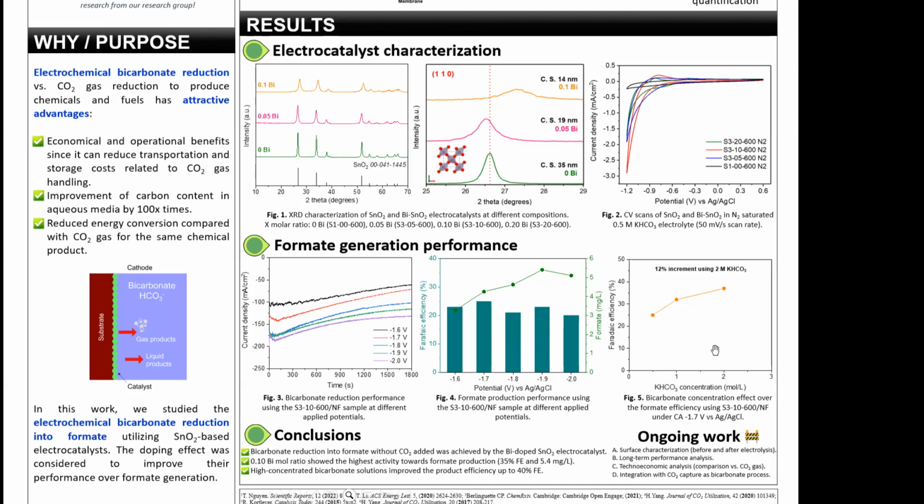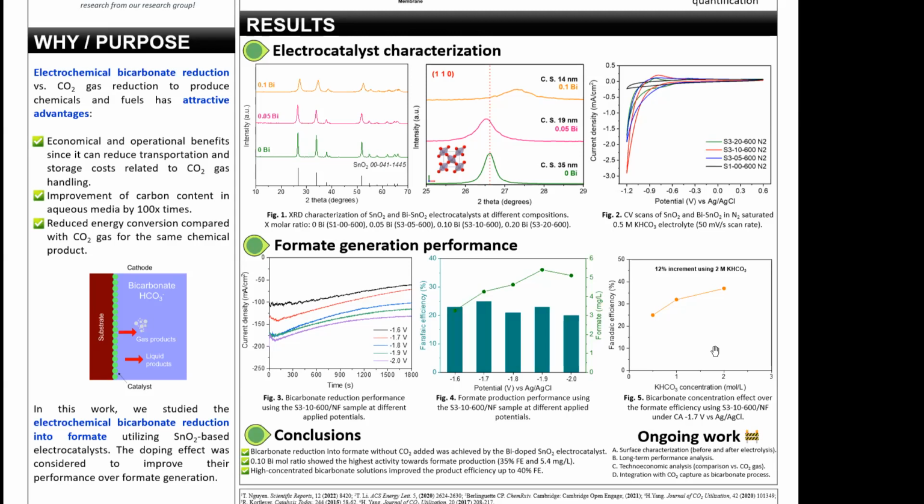Finally, an additional evaluation with a higher bicarbonate concentration was carried out. The results, shown in figure 5, illustrate that increasing bicarbonate concentration up to 2 mol per liter led to a Faraday efficiency increase of 12%, which is favorable to formate production and for the conversion of high concentrated carbon-bearing bicarbonate solutions from the CO2 capture process.